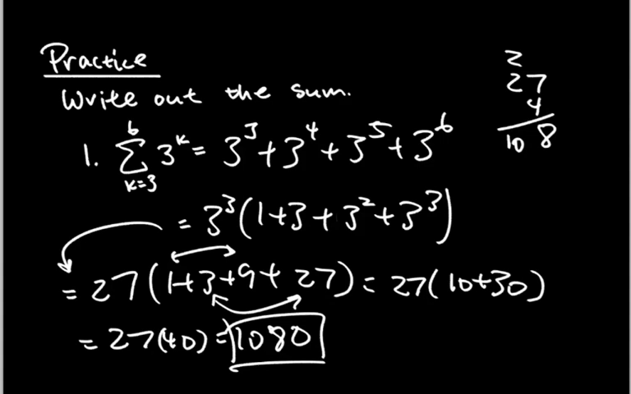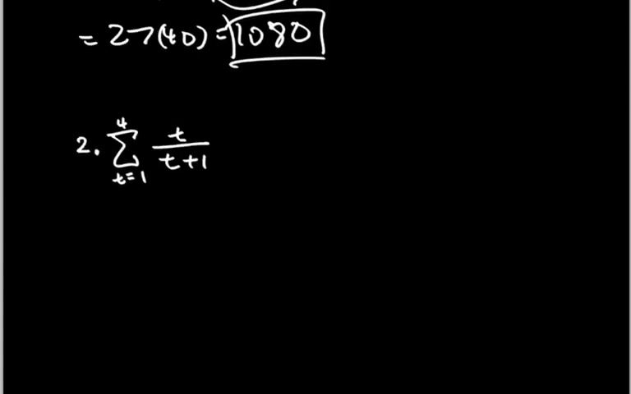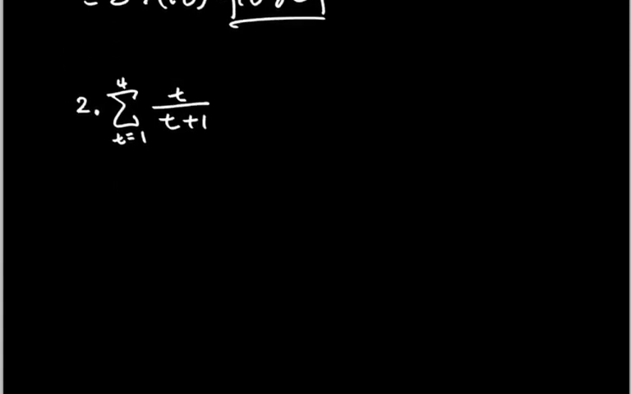Alright, so let's try another one. Here we have two t's. So you're just going to substitute this into both t's. I've heard people ask, wait, which one do I substitute that into? This just means wherever you see a t, you plug the number in. Alright, 1 over 1 plus 1 plus 1 over 2 plus... sorry.